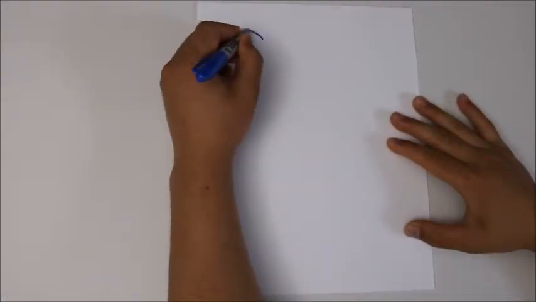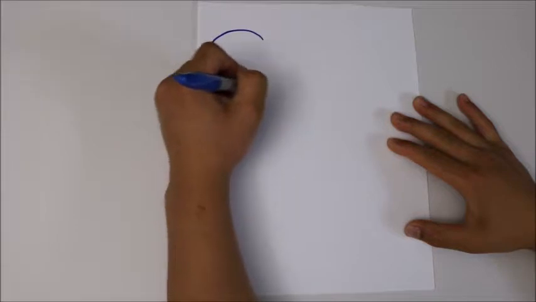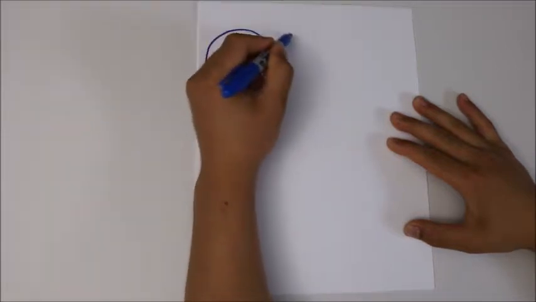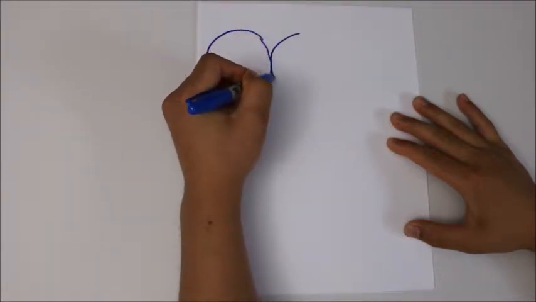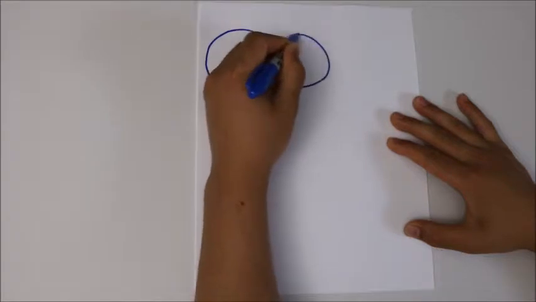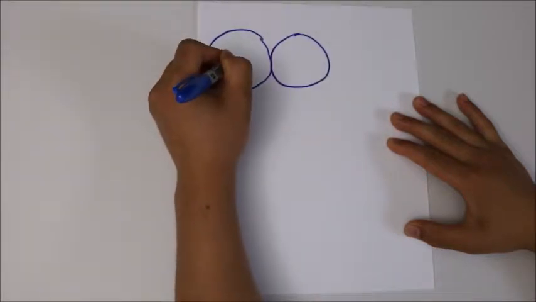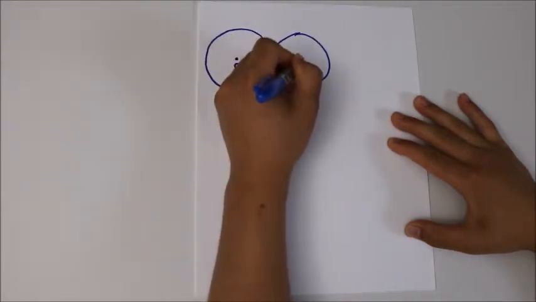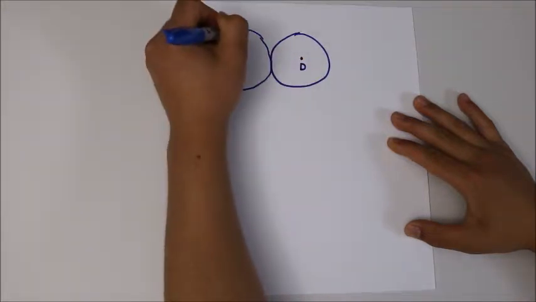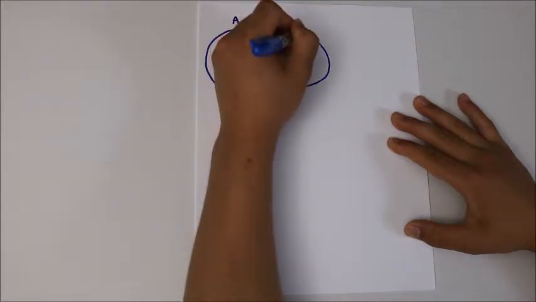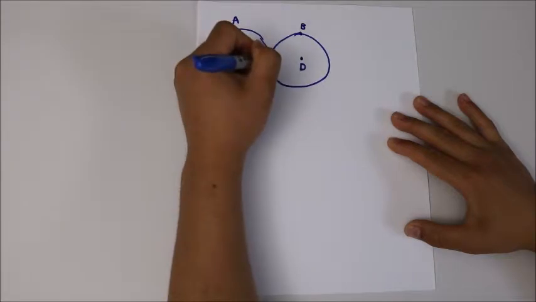To solve this, we must first draw out the diagram. So here we have our two wheels. So centers C and D with point A, B, and where the two wheels meet, point E.